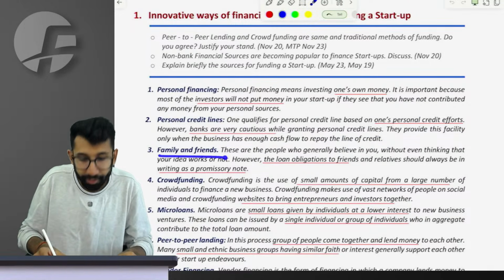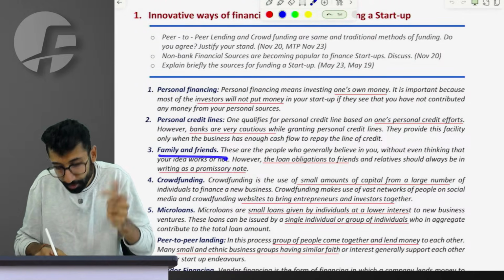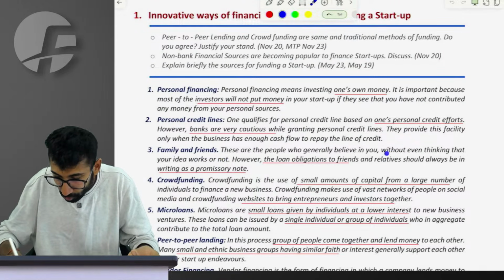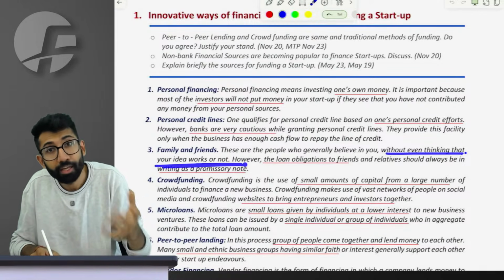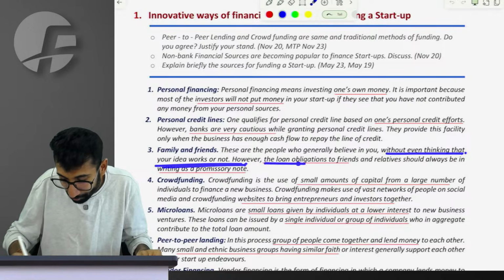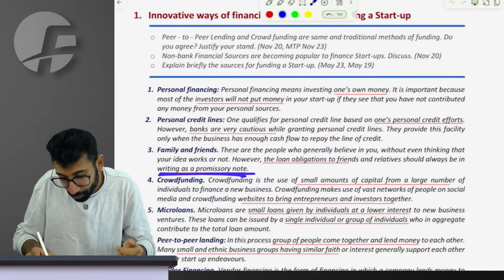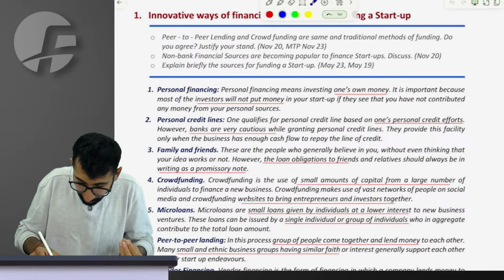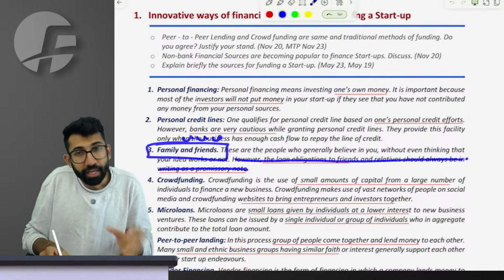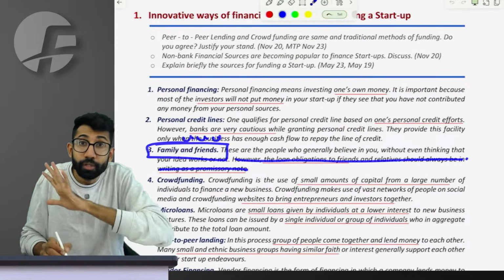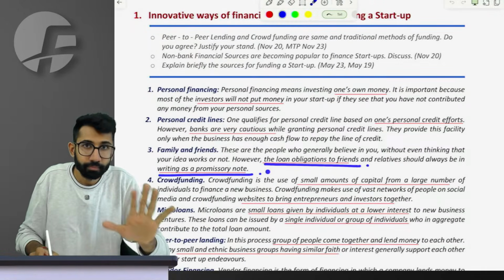Sir, next is family and friends. The closest people you trust, who will trust you, are the ones who will be ready to give you money. So they might give you sometimes out of affection without even thinking if your idea is going to work or not, right? But make sure the loan that you take from your friends and family is written down as a promissory note. Now again my point, if you naturally read friends and family, and if I ask you to write at your own, you will never end up writing this particular line that the loan should be written as a promissory note, right?